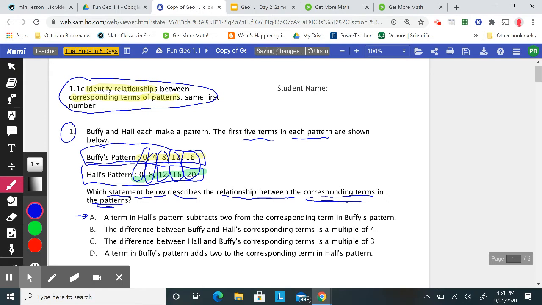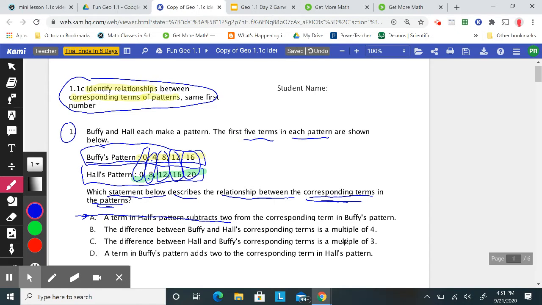A, it says a term in Hall's pattern subtracts 2 from the corresponding term in Buffy's pattern. Well, don't count the 0 and the 0. We know they're the same, but look at 4. It says a term in Hall's pattern, okay, that would be the 8. If you subtract 2, it gives you the corresponding term in Buffy's, and that's not true. 8 minus 2 would be 6, so that's not going to be right.